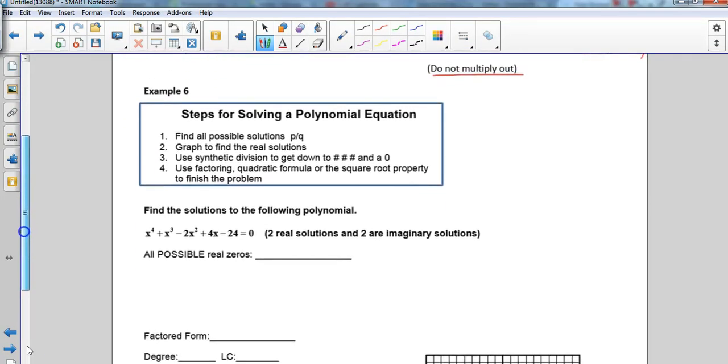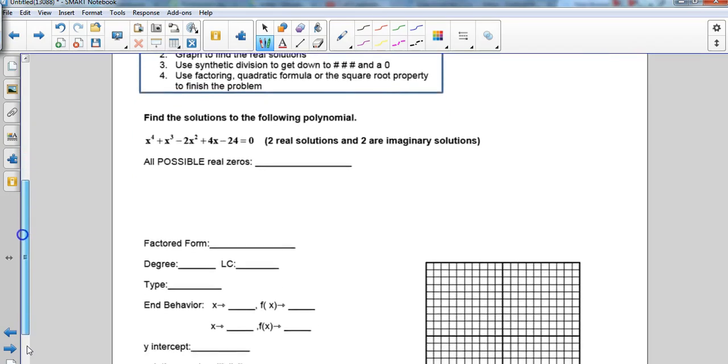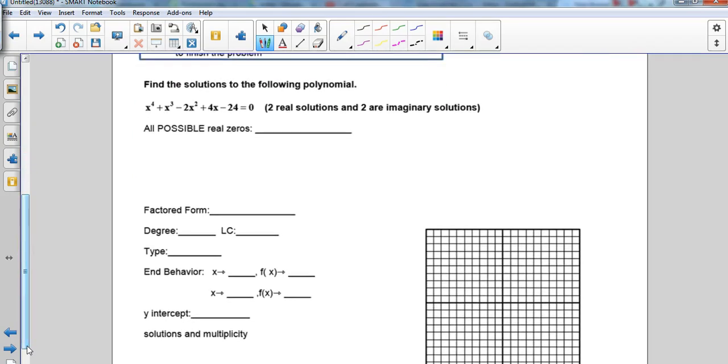And then example 6 is pretty much lesson 11, start to finish, solve the polynomial equation. So this is kind of a review from lesson 11. So we're going to find the solutions to the following polynomial. Since this is a 4, we're going to have 2 real solutions and 2 imaginary ones. Find all possible real zeros. So here's our p. This 1 is our q. So p over q, 24 over 1.